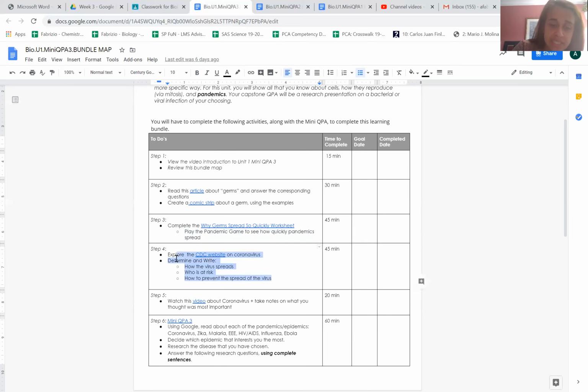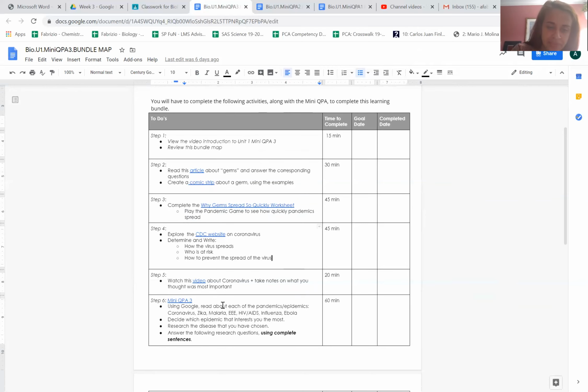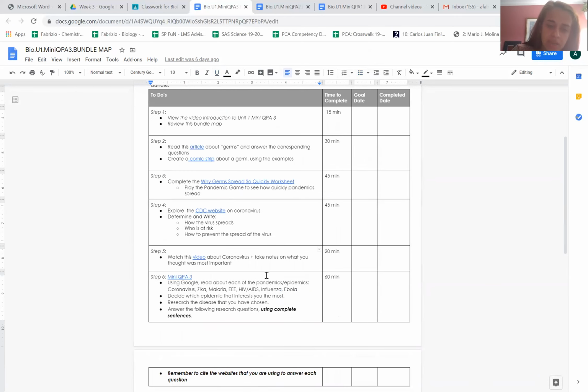Then you're going to explore the CDC website and determine how the virus is spreading, who's at risk, and how we prevent the spread. There's a lot of good information out there. This virus is interesting because they still don't know a lot about it. They aren't able to say exactly how the virus behaves, because they're seeing a lot of different new things pop up. It's really interesting.